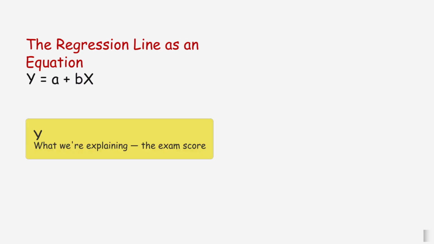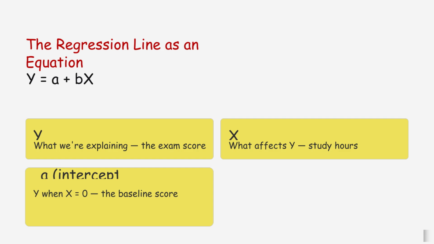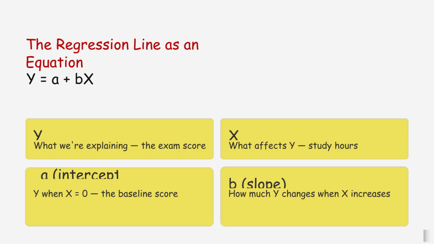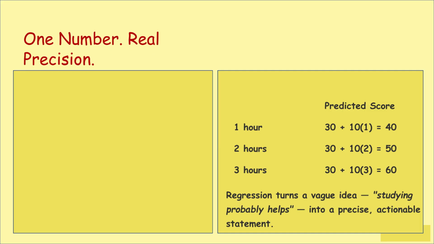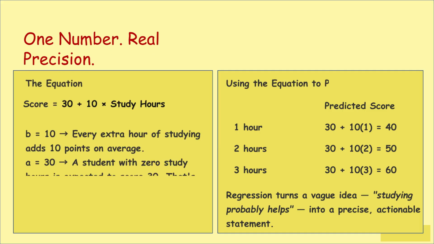The equation. The regression line is written simply. Y equals A plus B times X. Y equals what we explain. The exam score. X equals what affects Y. Study hours. A equals the intercept. Y when X is 0, the starting point. B equals the slope. The most important number. How much Y changes when X goes up by 1 unit. B is the effect. A is the starting point.